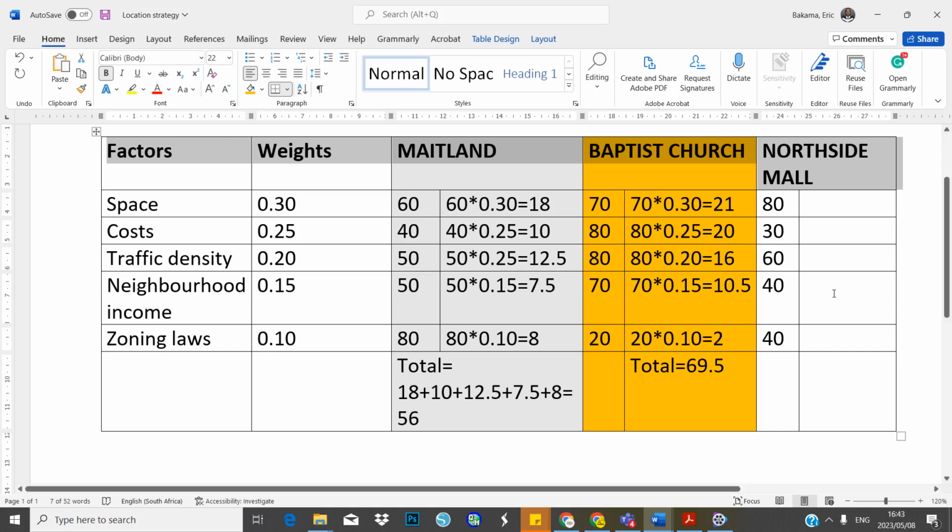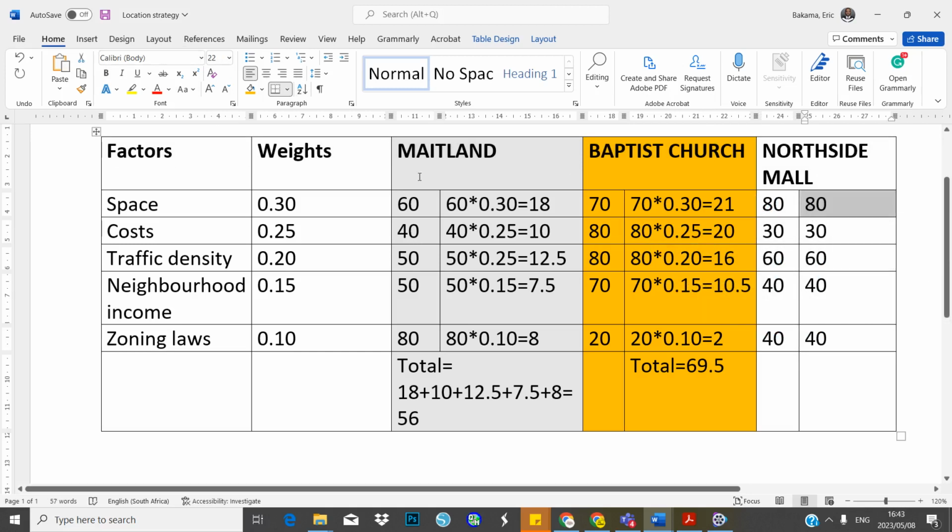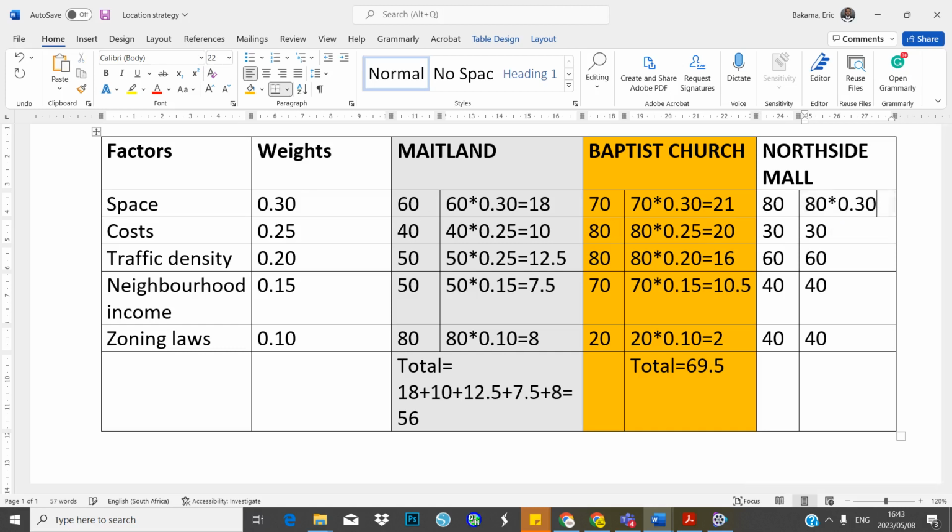Then based on that, we are going to look at those values, and we'll be able to decide which one is the best location. Based on this, we still consider the weight. That means we will have 80 times 0.30, then 80 times 0.25, then 60 times 0.20, then 40 times 0.15, then 40 times 0.10. Now, these are the values that we have here, and then we'll still have to calculate our values again.